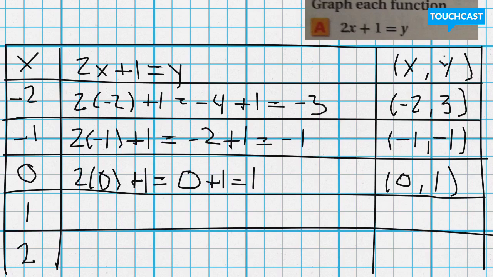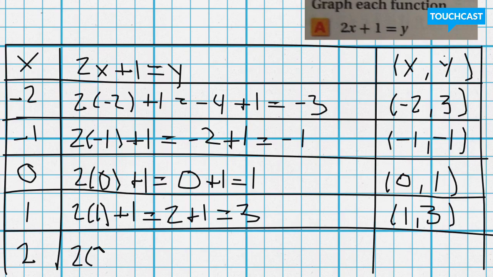2 more points to go. We've got 2 times 1 plus 1. 2 times 1 is 2, and 2 plus 1 gives us 3. So we've got the ordered pair 1, 3. Last ordered pair, 2 times 2 plus 1. 2 times 2 is 4, and 4 plus 1 is 5. So our last ordered pair is 2, 5. Now we can move on to our next step and plot our points.